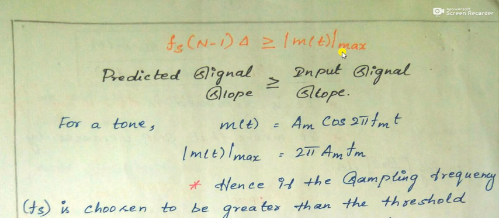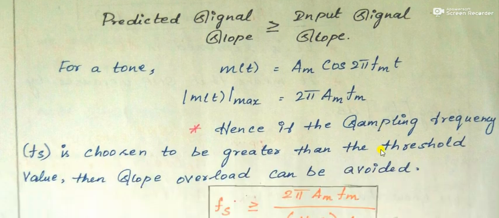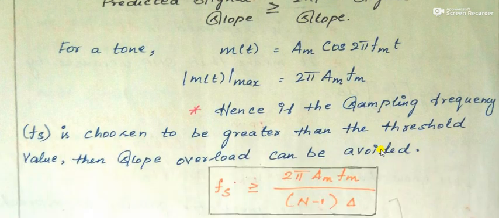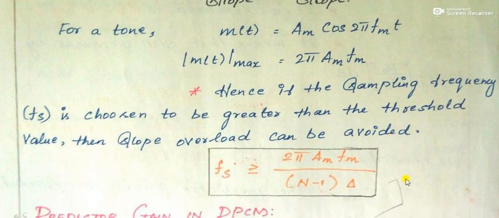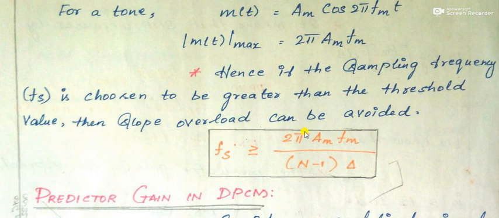So for the input signal, m of t is equal to Am into cos 2 pi fm t. When cos 2 pi fm t is maximum, since 2 pi is a constant, that maximum value is equal to 2 pi Am into fm. Hence the sampling frequency is chosen to be greater than the threshold value, then only the slope overload noise can be avoided. So fs is greater than or equal to 2 pi Am fm by (n minus 1) delta. Thank you.